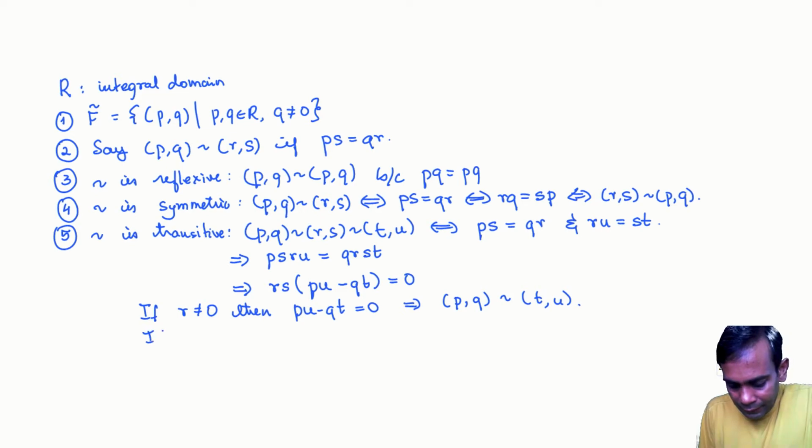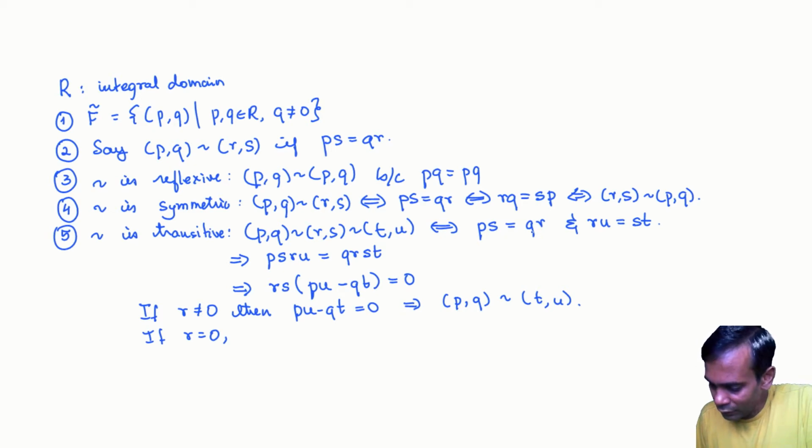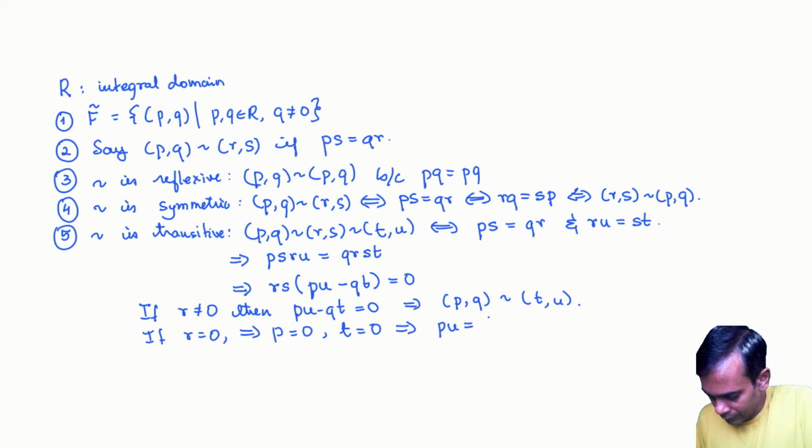On the other hand, if r is equal to 0, then we already have that qr is ps, but we know that q is not 0. That means ps is 0, but s is not 0, so that implies that p equals 0. Also, if r is 0, then ru is 0, which means that st is equal to 0. But we know that s is not equal to 0, which implies that t is 0. But then that also means that pu is 0, which is equal to qt. So (p, q) is equivalent to (t, u).